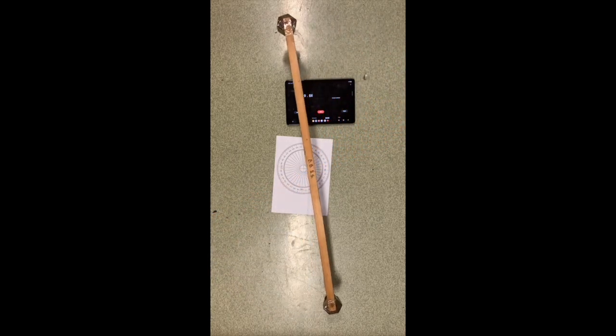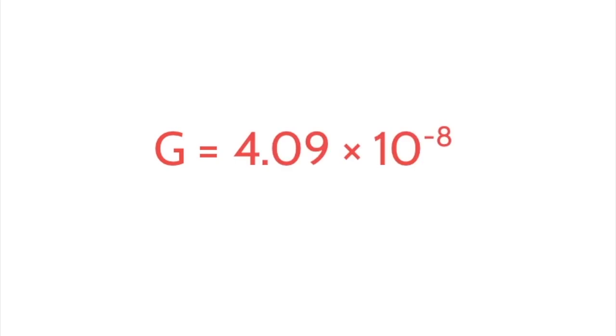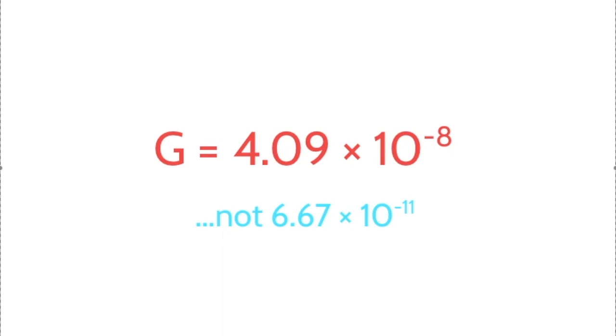That's 9 to 1:30. In the end, I got an average value of 4.09 times 10 to the power of minus 8, compared to the accepted value, 6.67 times 10 to the power of negative 11. So I almost got there.